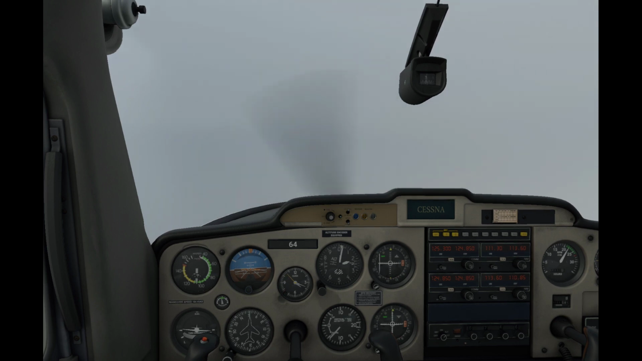Take a look at my altitude. I got 100 feet to go. Too many things going to happen at once.